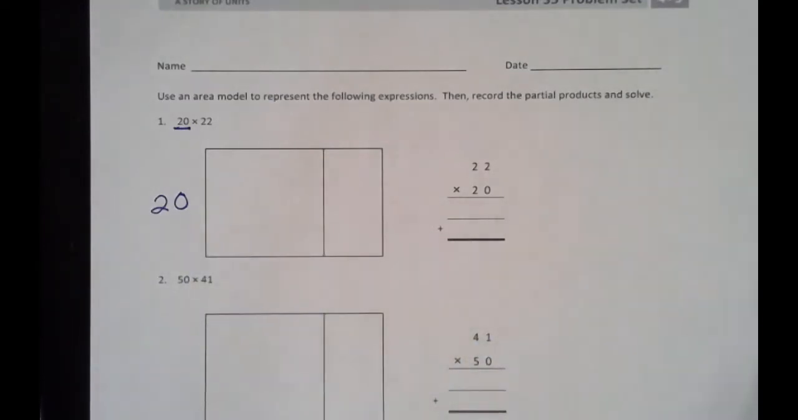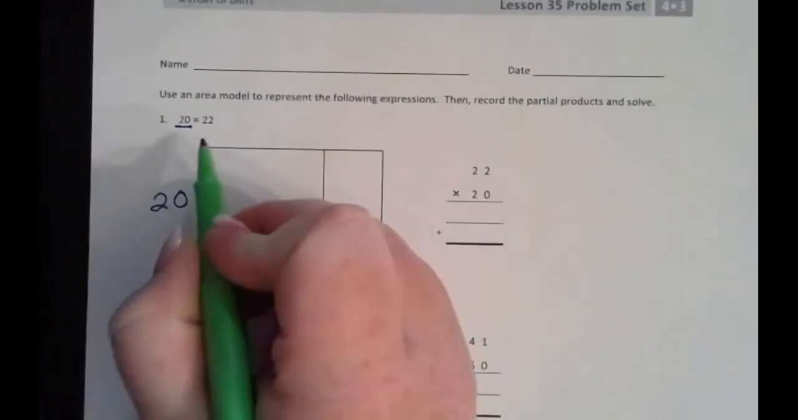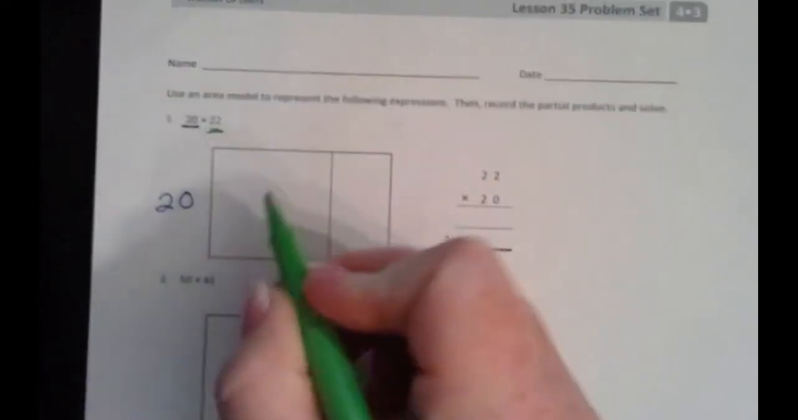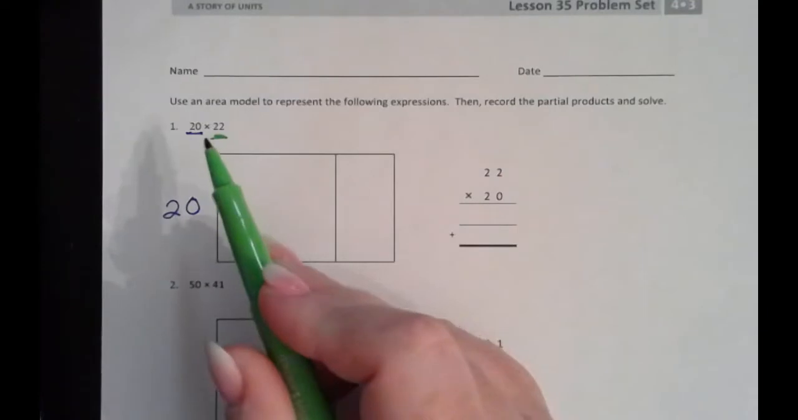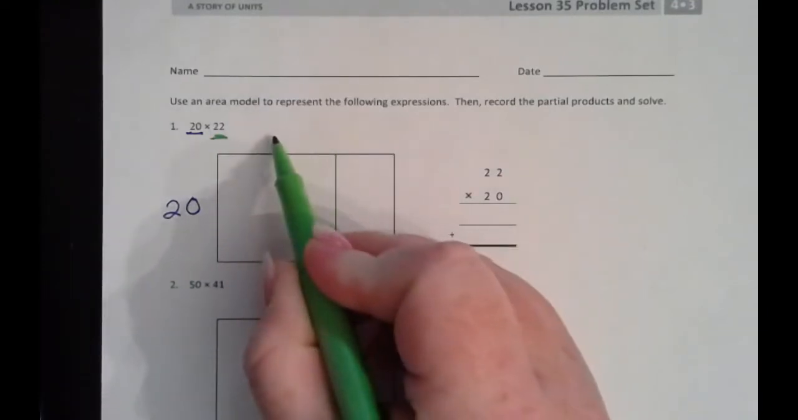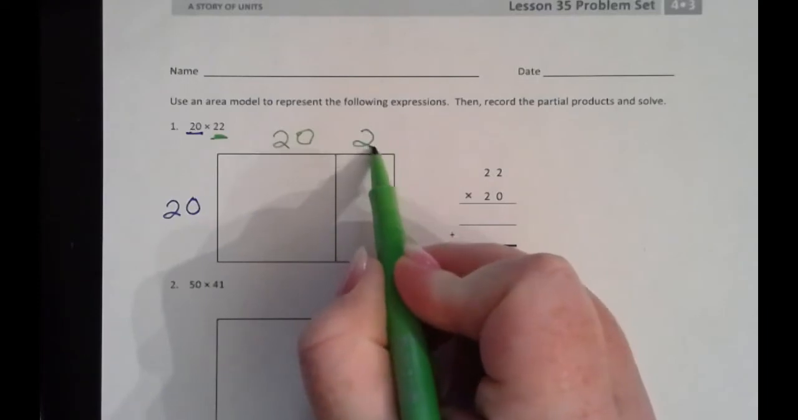And then my 22 is what I'm going to break apart by place value into these two columns that I have here. Oop, they got blurry. Sorry guys. See if we're better. There we go. So 22, that's going to be 20 and 2.